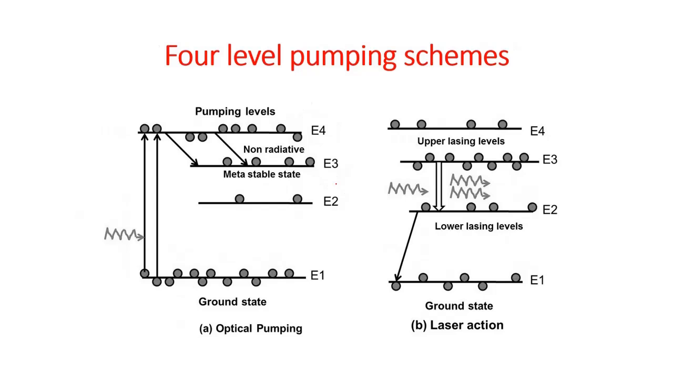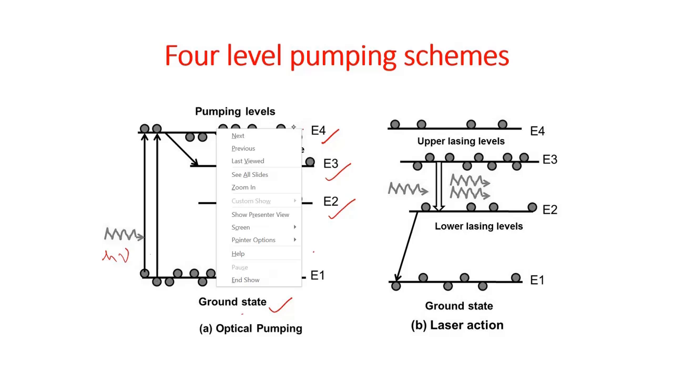4-level pumping schemes. A typical 4-level pumping scheme is shown in this figure. The level E1 is the ground state, E4 is the pumping level, E3 is the metastable upper lasing level and E2 is the lower lasing level. When light of pump frequency h nu is incident on the lasing medium, the active centers are readily excited from the ground level to the pumping level E4.